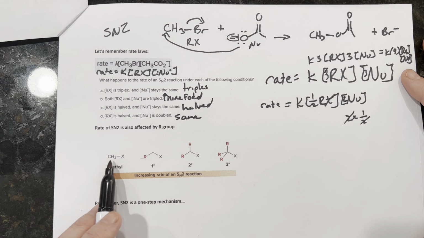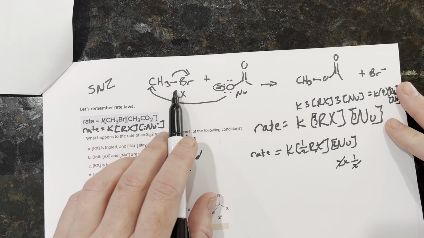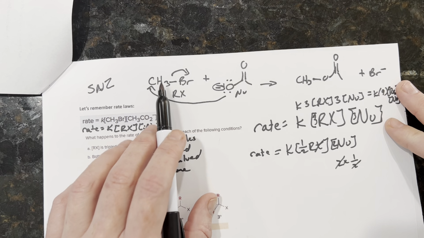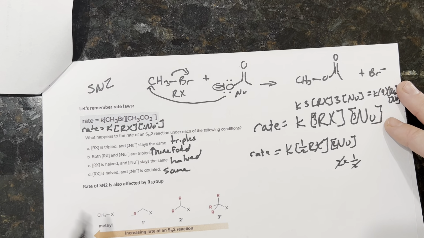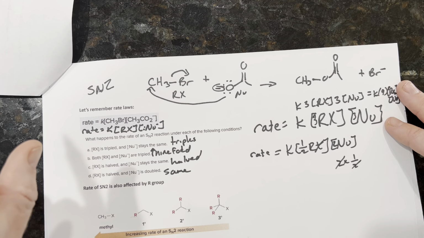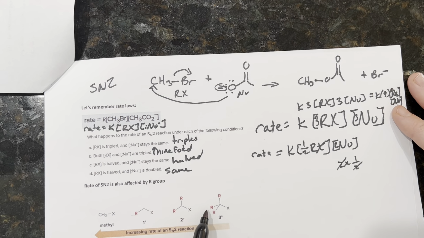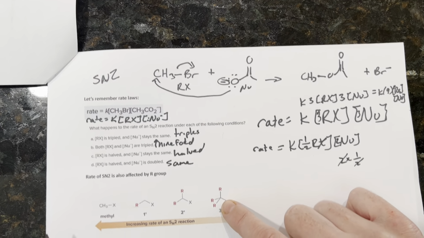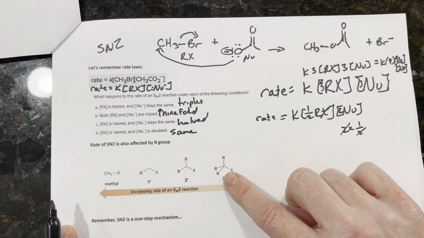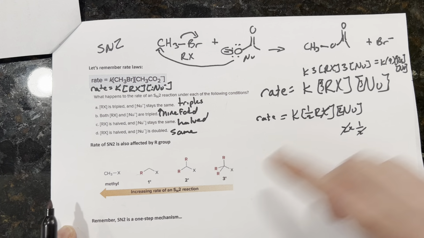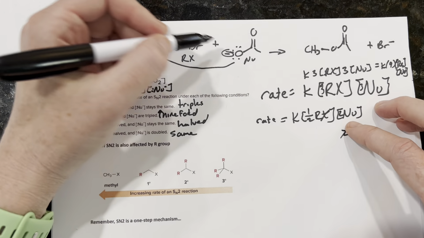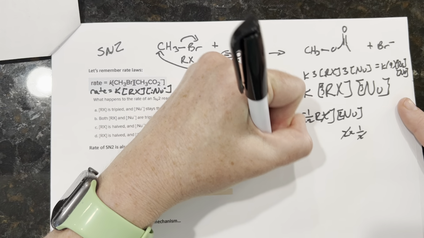Okay, rate is also affected by the R group. So if it's straight up a methyl group, like we just had right here, this RX, and the R happens to be a methyl group, this reaction would occur really quickly. But if you have something that's really hidden in there in a tertiary compound like this, it wouldn't happen as quickly.